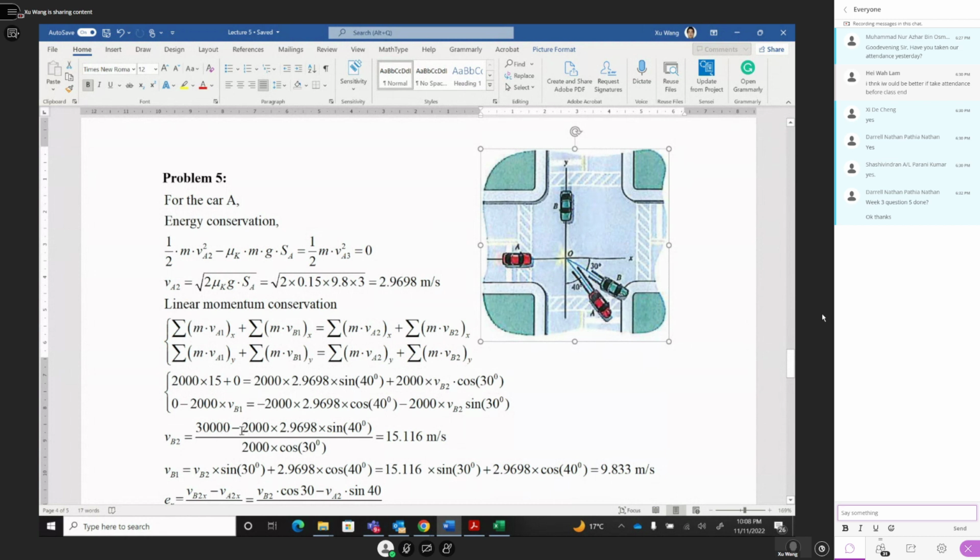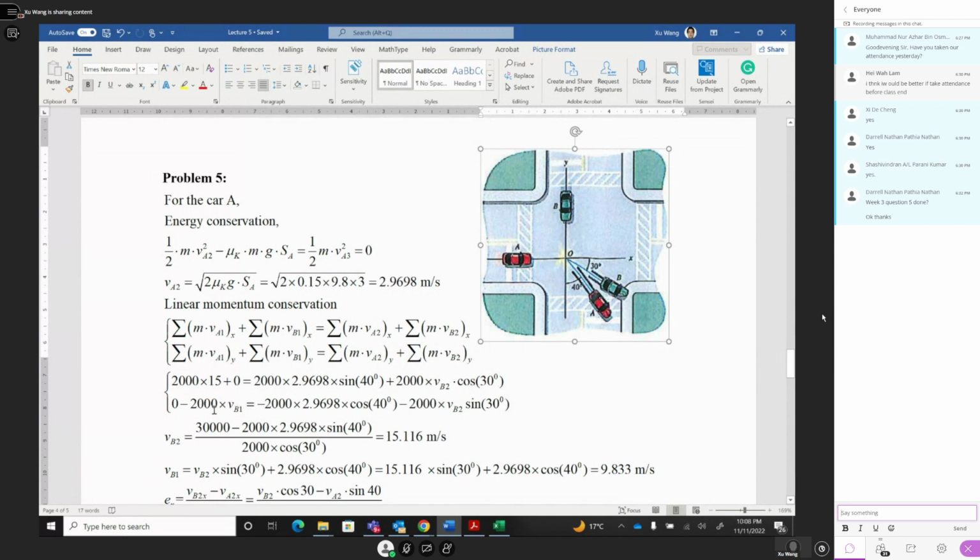Same thing for momentum conservation in the y direction. Before impact, in the y direction, car A only travels in this direction without any y component, so this is equal to 0. Car B moves from top to bottom, opposite to the positive direction, so it equals minus mass times velocity VB1. We don't know VB1; we will find out the speed before impact. The reason it's negative is that this one travels down, while positive goes up. That's why it's minus 2000 times mass times velocity.